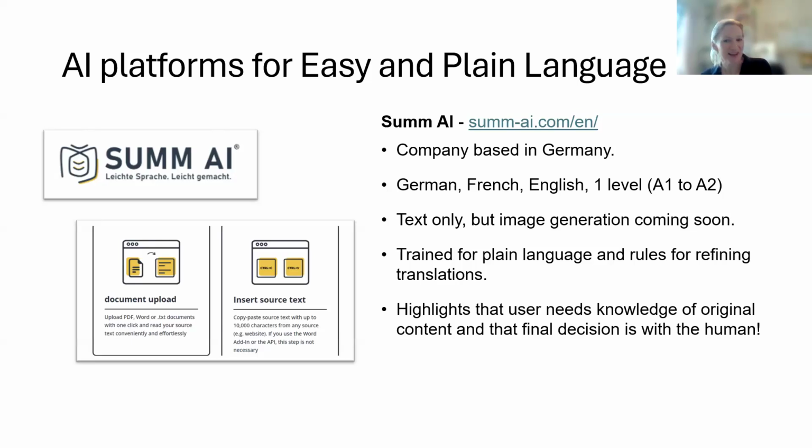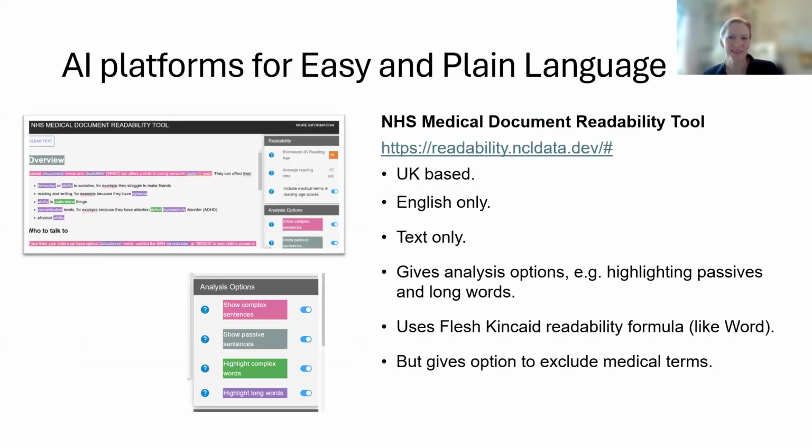And I liked this one because they said it highlights that the user needs knowledge of the original content to verify whether it's a good translation, and that final decision is with a human. Of course, they should all be. Anyway. And then I just added in another couple here that I thought were interesting, but I think they are probably quite similar to tools that you use already, maybe things like Grammarly.